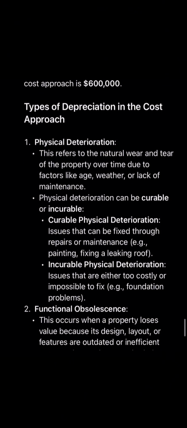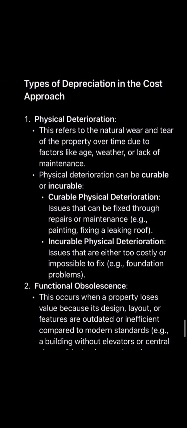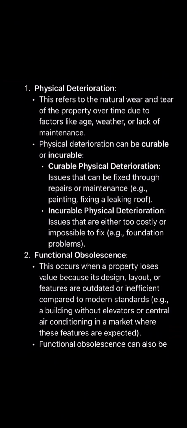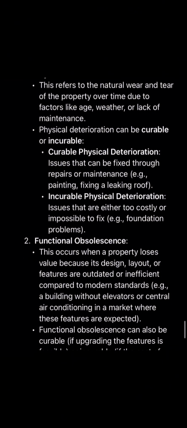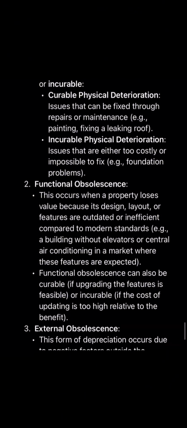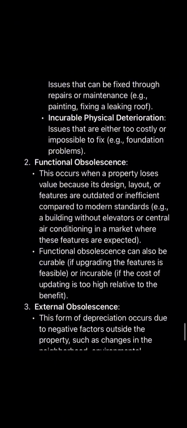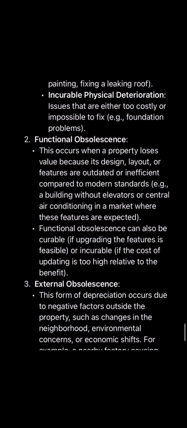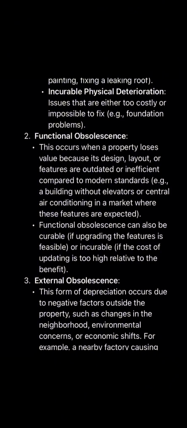Types of depreciation in the cost approach. 1. Physical deterioration. This refers to the natural wear and tear of the property over time due to factors like age, weather, or lack of maintenance. Physical deterioration can be curable or incurable. Curable physical deterioration: issues that can be fixed through repairs or maintenance, e.g., painting, fixing a leaking roof. Incurable physical deterioration: issues that are either too costly or impossible to fix, e.g., foundation problems.